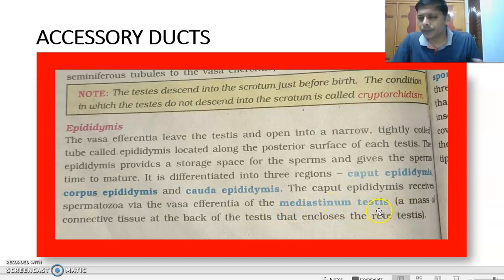What is mediastinum? You have learned earlier, mediastinum is the space between the two lungs in which the heart is situated. Okay, that is one meaning. This is the mediastinum of the testis: a mass of connective tissue at the back of the testis that encloses the rete testis.